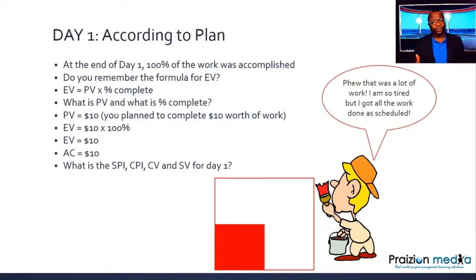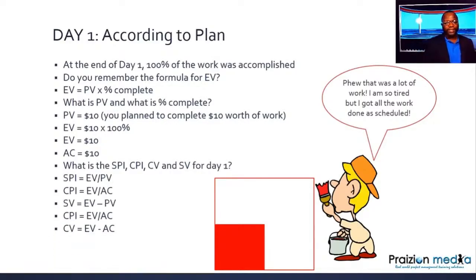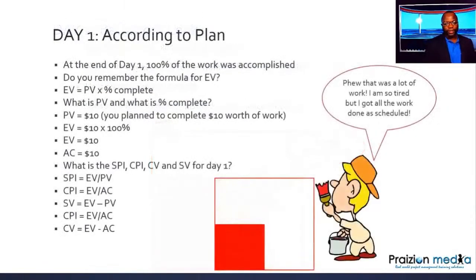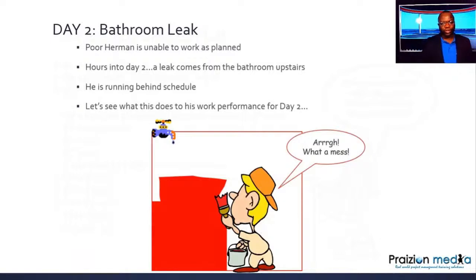PV, EV, and AC, if they're all the same, you're going to have ones for the indices and 0 for the variances. Ones and zeros. So in this example, you got PV, EV, and AC all 1, so you're going to have ones and zeros when you apply the formula. SPI is 1, CPI is 1, SV is 0, and so on.